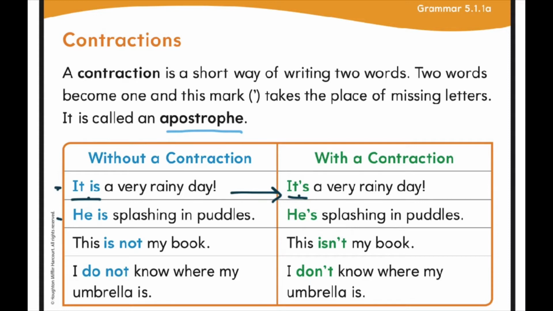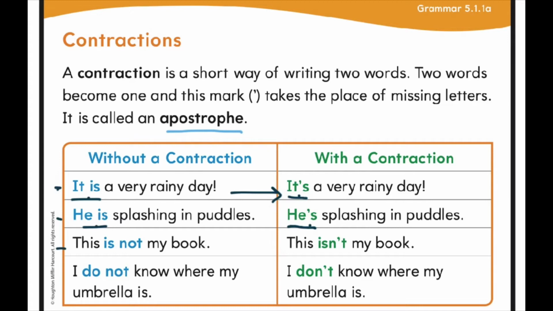Let's look at the next one. He is splashing in puddles. So we're going to take he is, and we're going to squish them together and make it into one word, and it becomes he's splashing in puddles. So he is to he's. The same letter disappeared, the I in is, and it became the apostrophe.